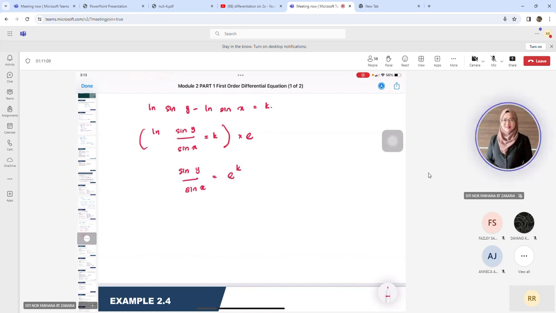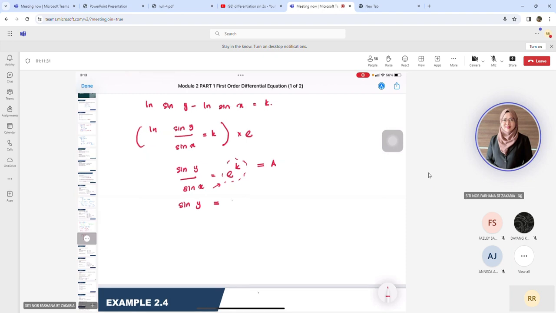Okay, so we also can rewrite this one as sin y, with the sin x brought to the right side, and then exponential k equals a. So this, our final solution, we can write as sin y equals a sin x. But you must mention that let a equal exponential k. So this is our general solution for that DE.